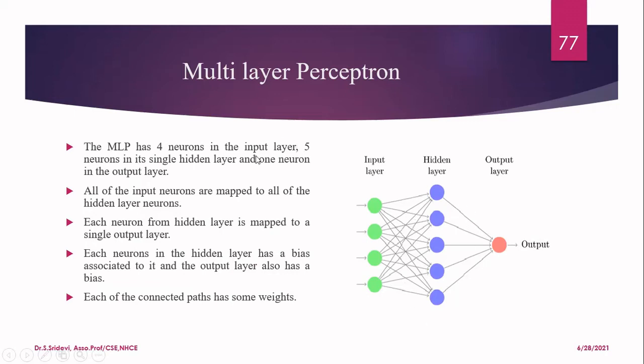Here I have selected 5 neurons in the hidden layer. You can even select 3 neurons or otherwise 10 neurons. It is up to you. So I have selected 5 neurons in the single hidden layer. And then I have 1 output layer. In that I have selected 1 output neuron.